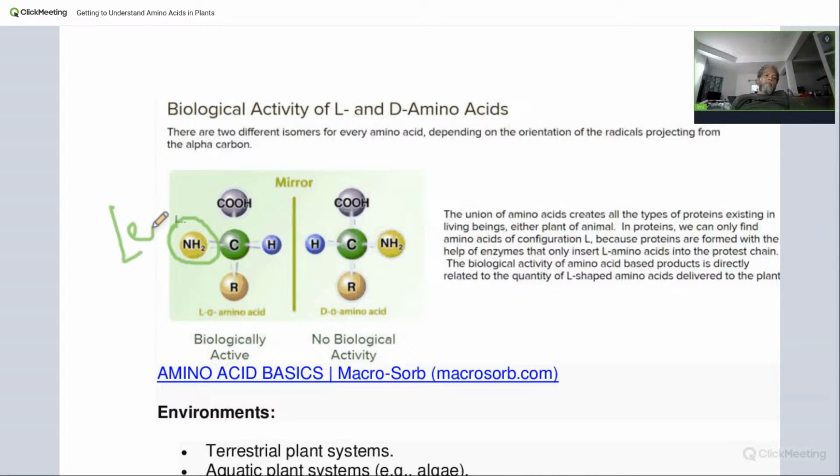I'm saying, what is the answer then? The NH2 in the L is on the left hand side. You know, right? So L means left. And the D means the NH2 is on the right. Now, what you need to know, these two are the exact same amino acid. Which one is the one for humans and which one is not the one for humans?